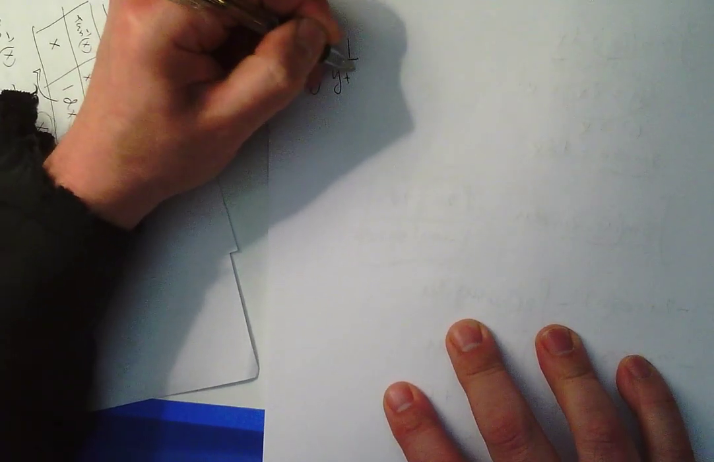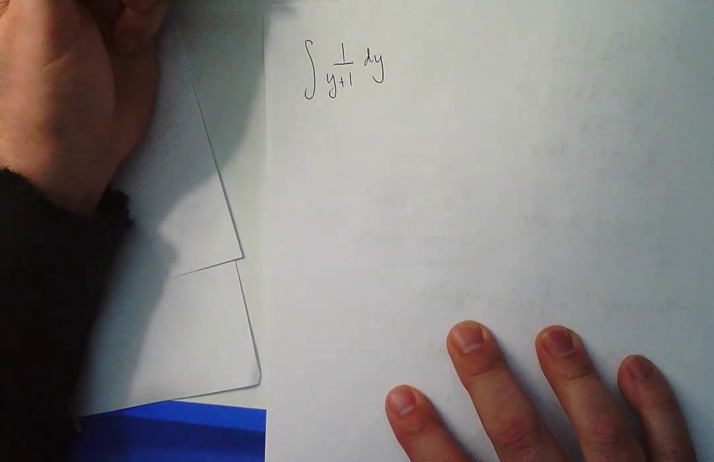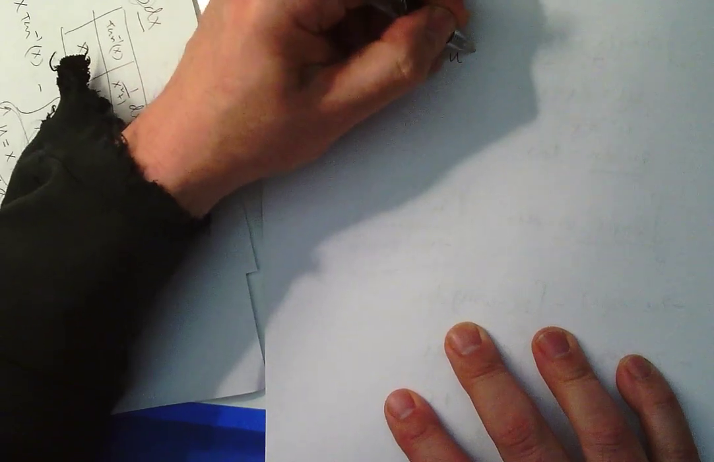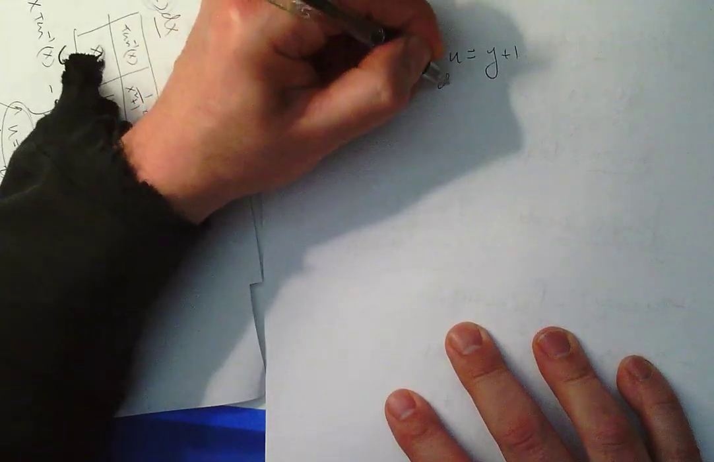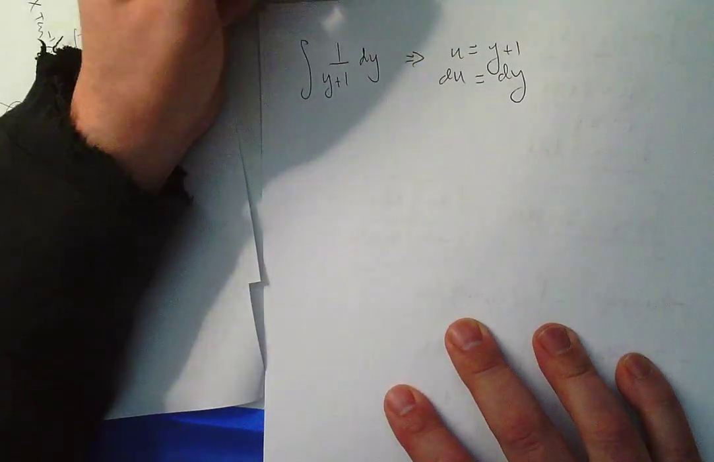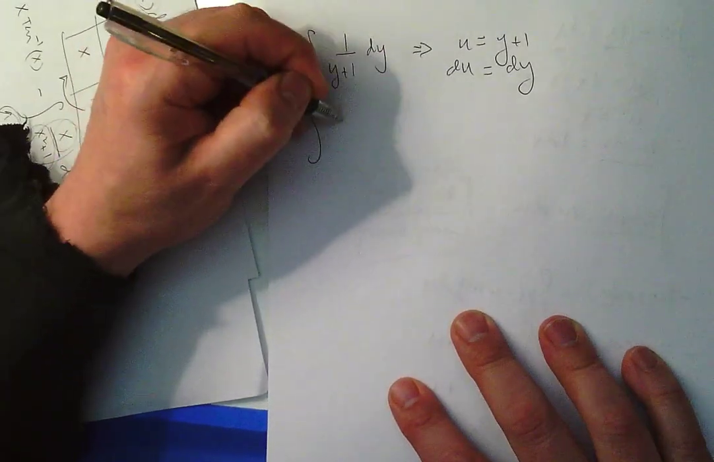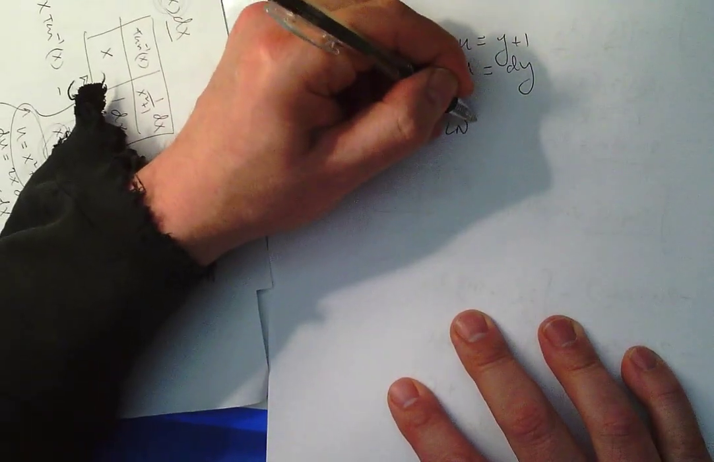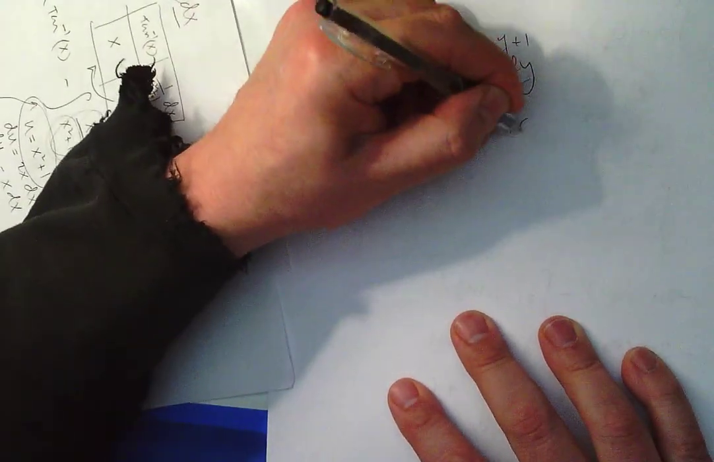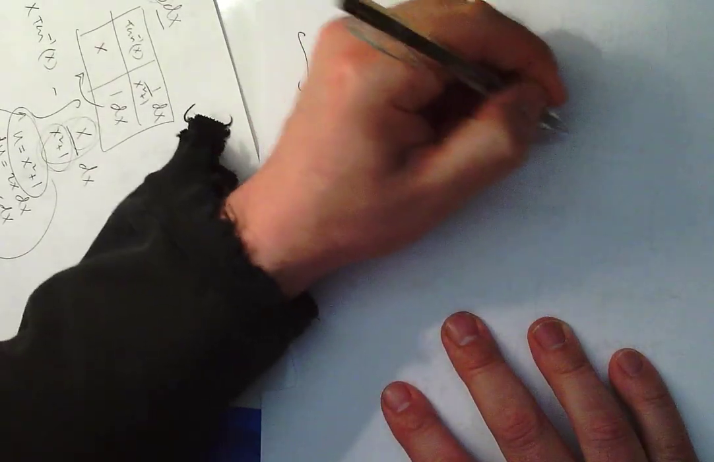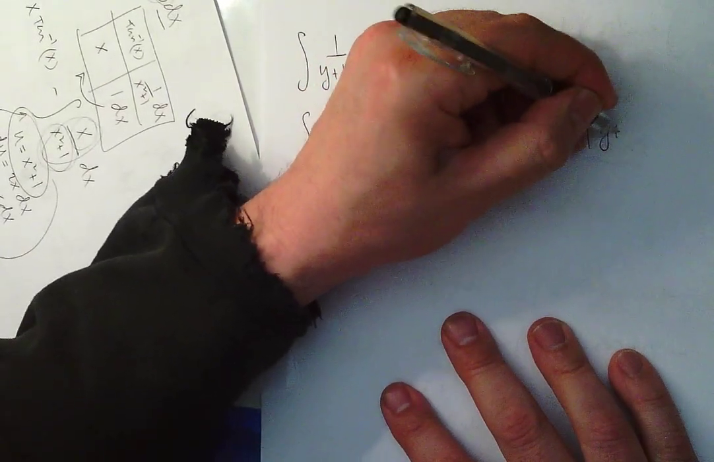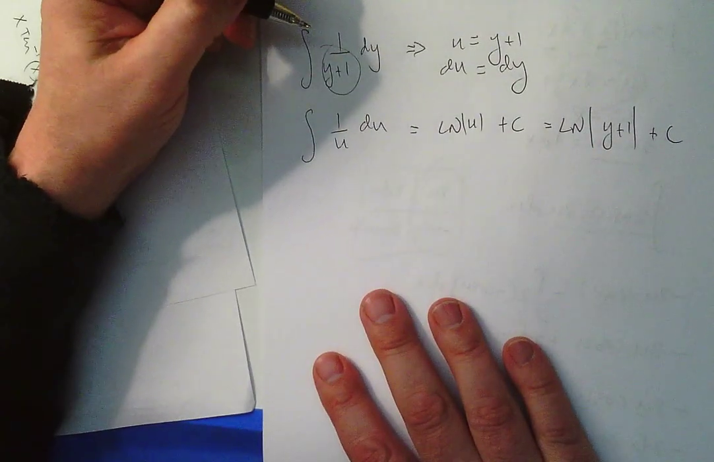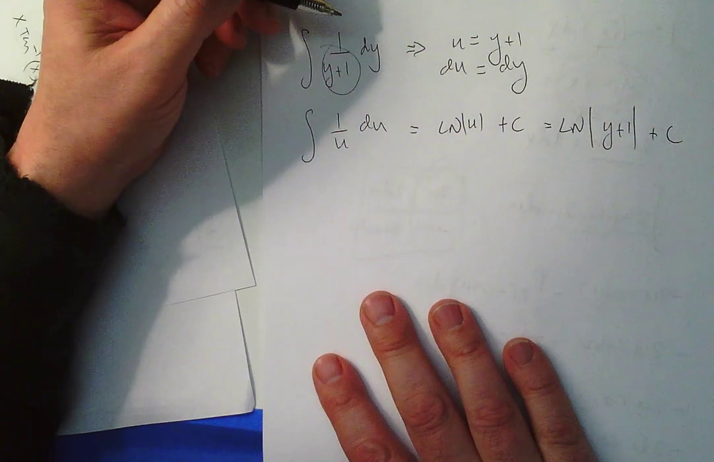The integral of 1 over y plus 1 dy. We should recognize this as a u sub where u equals y plus 1. So du equals dy. So I can rewrite this as the integral of 1 over u du, which is ln of u plus c. And since our u is y plus 1, it's ln of y plus 1 plus c. And you may say, well, Mr. Google, I recognized back here that was an ln. Do I really have to do the u sub?